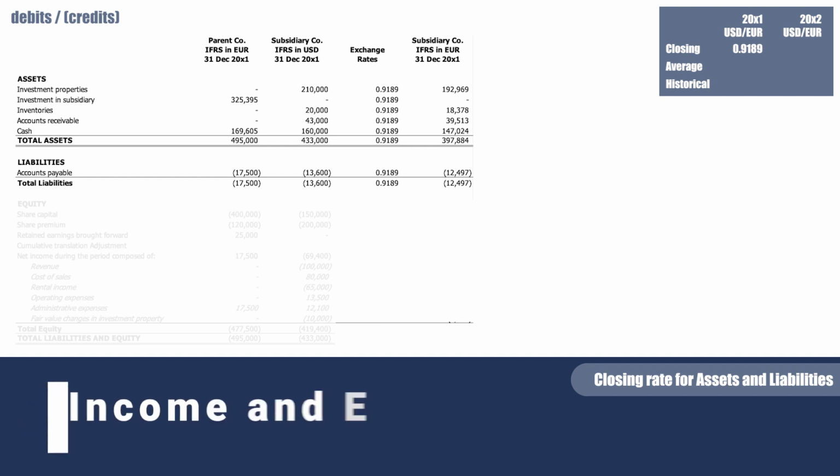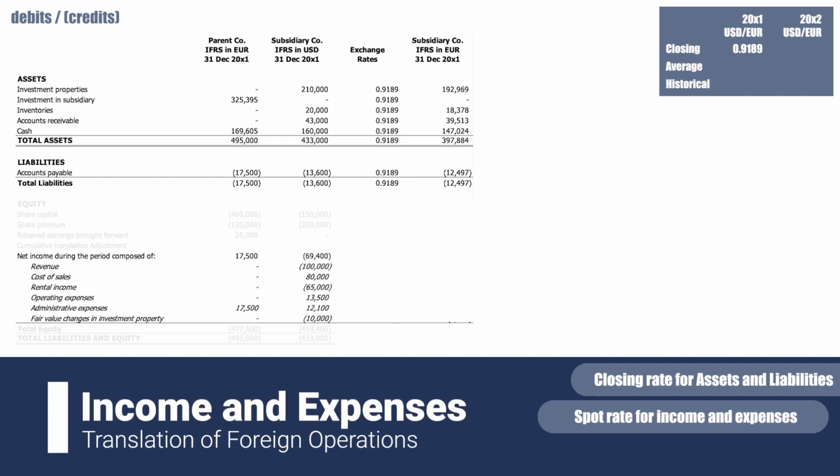IAS 21 specifies that income and expenses should then be translated using the exchange rates at the date of the transactions. However, since this is very impractical to do for most situations, the standard allows us to use the average rates for the period for income and expenses. However, this requirement is not applicable if the exchange rates fluctuate significantly during the period. From here, we assume that for the period January 1 to December 31, 20x1, the average exchange rate between USD and Euro is 0.8962, which means that 1 USD is equal to 0.8962 Euro on average during the period.